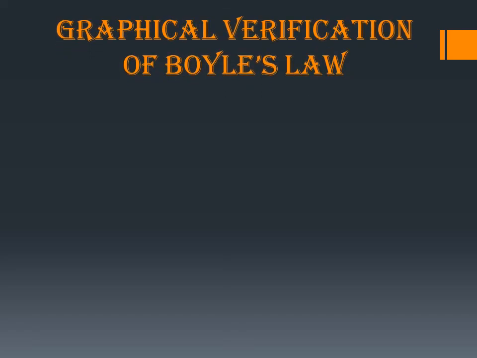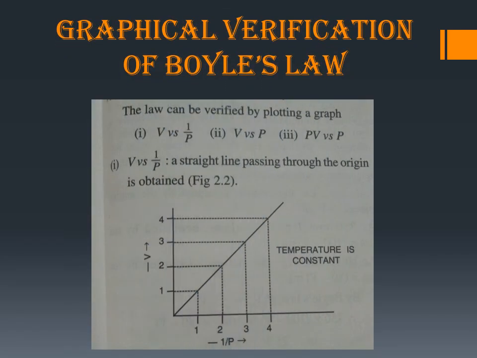Next is the graphical verification of Boyle's law. The law can be verified by plotting a graph of V versus 1 by P, V versus P, and PV versus P. Let us see the first one, V versus 1 by P. When we plot a graph taking V along the y-axis and 1 by P along the x-axis, we will get a straight line graph passing through the origin. Remember, the temperature is constant.